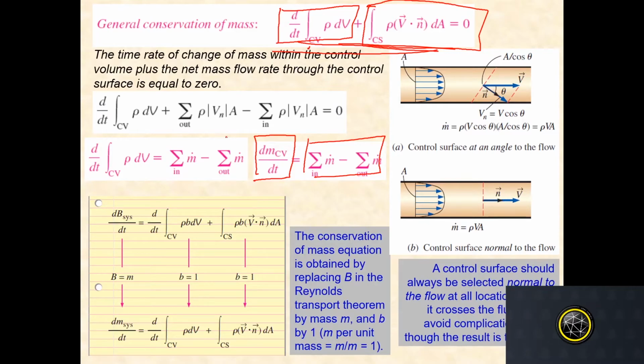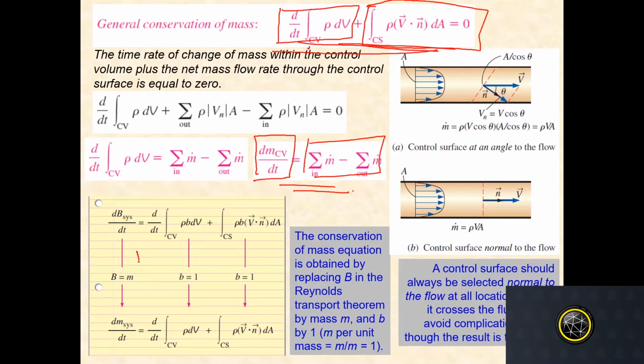So this basically comes from the right terms of the general conservation of mass. Basically, this is the same thing. It's up to you which one you prefer to remember, but I believe the bottom one is the most simplified version of the equations. And these things have been discussed in chapter 4.